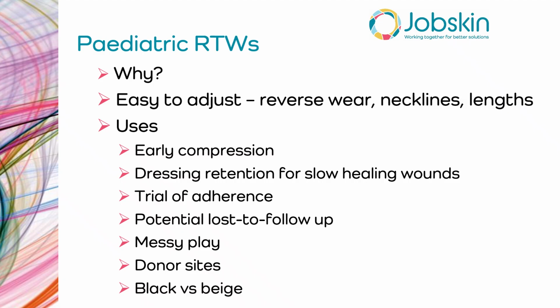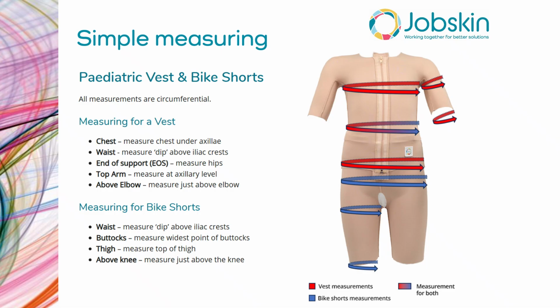These paediatric ready-to-wear garments are available in black or beige. Very simple to measure. We're basically taking circumferences of the chest, waist and the end of garment for the vest, with 2 arm circumferences, the top of the arm and just above the elbow.